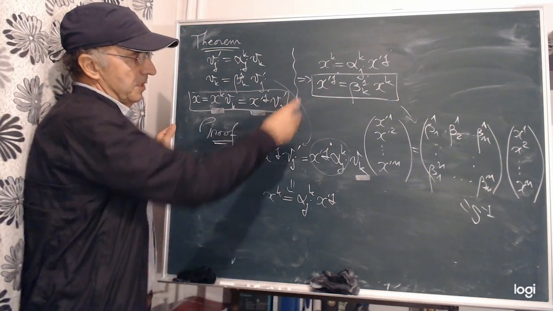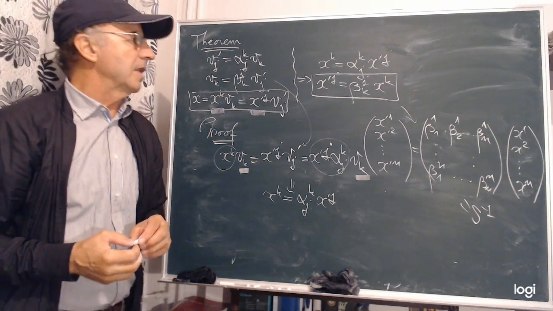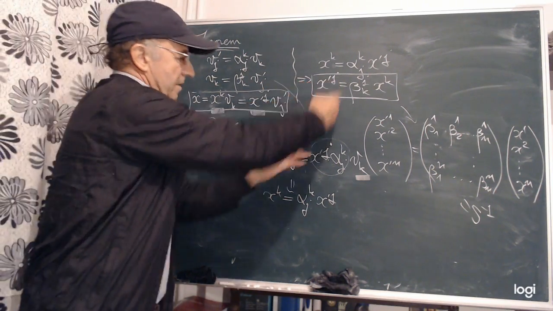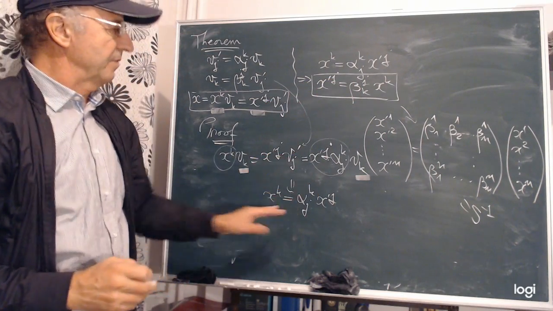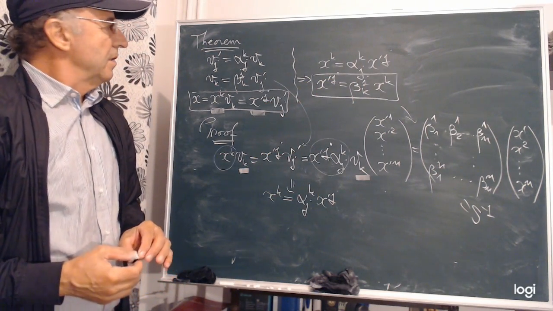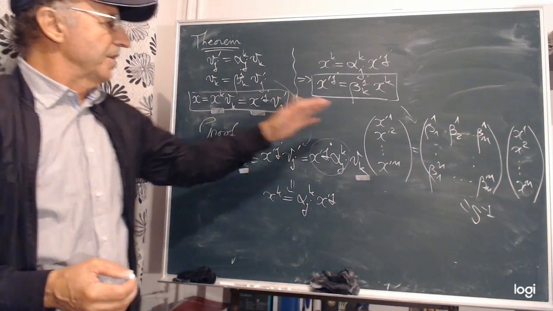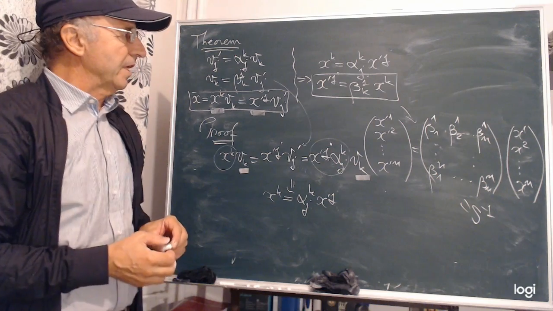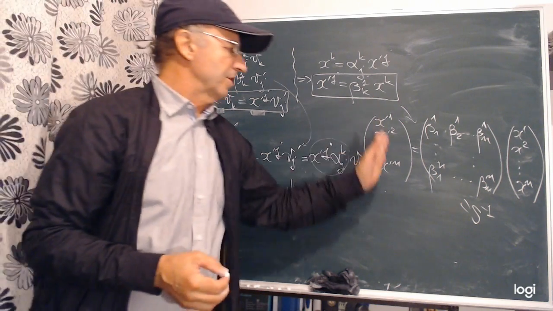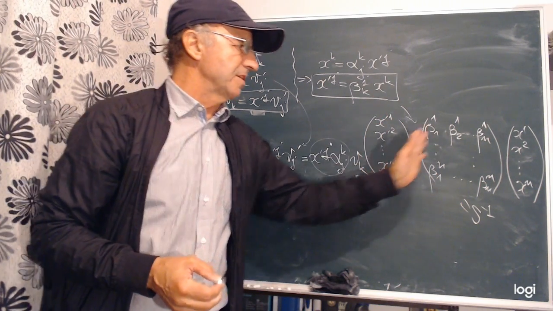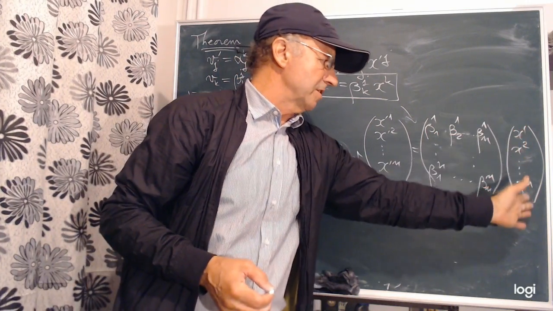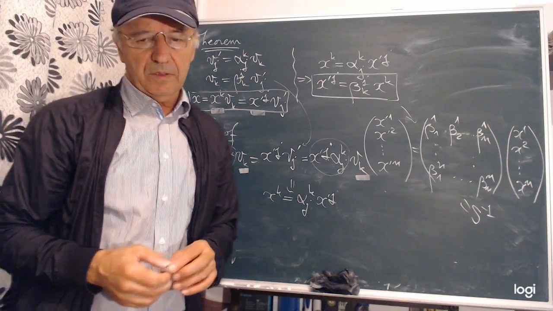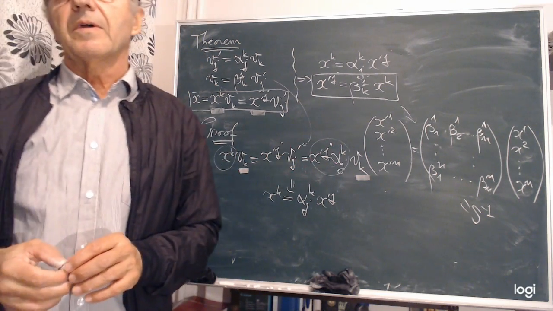In a very similar way, we can obtain the second one. So by using the change of basis matrix, we can compute the coordinates in a new basis if we know the coordinates in the old basis, or conversely. Thank you.